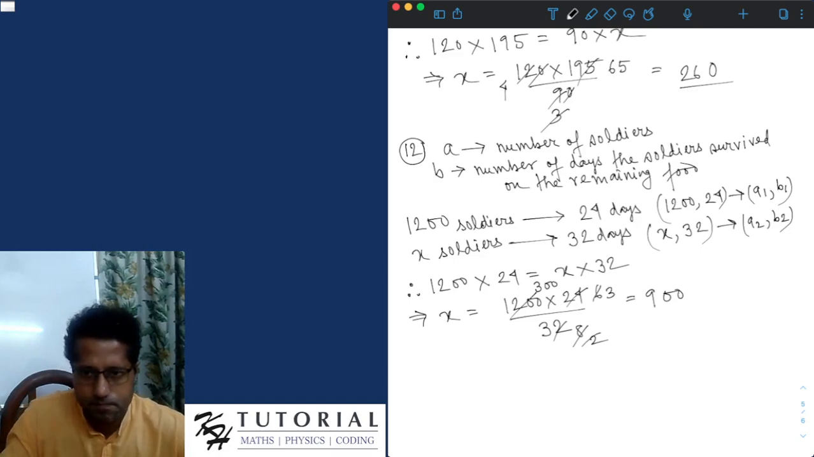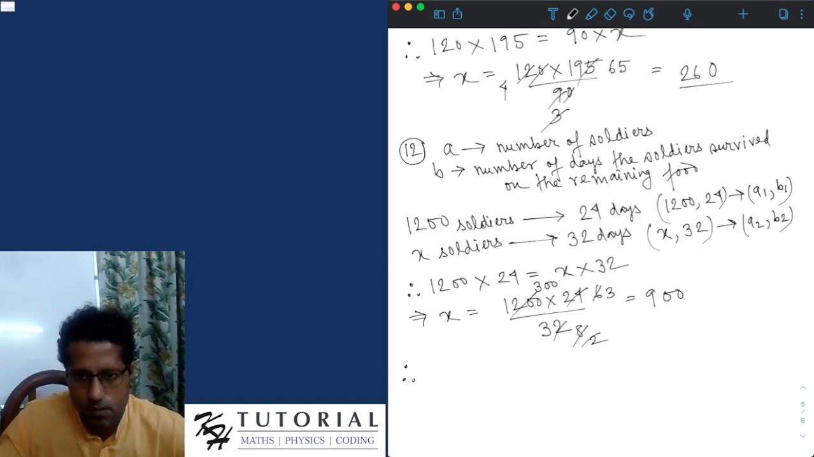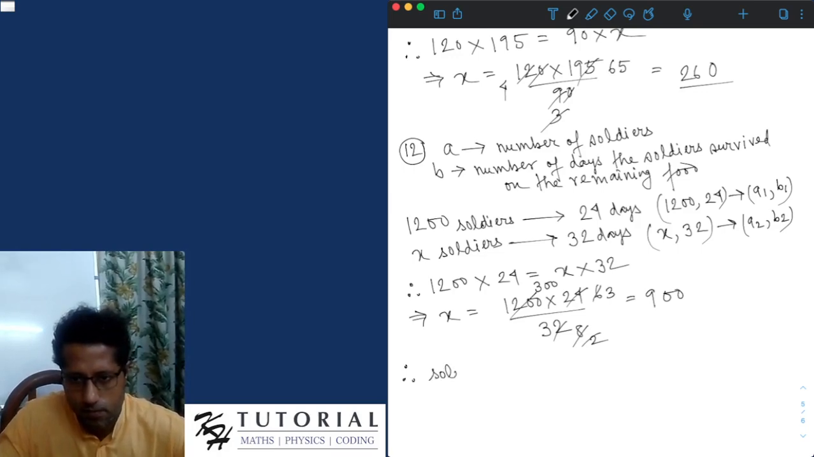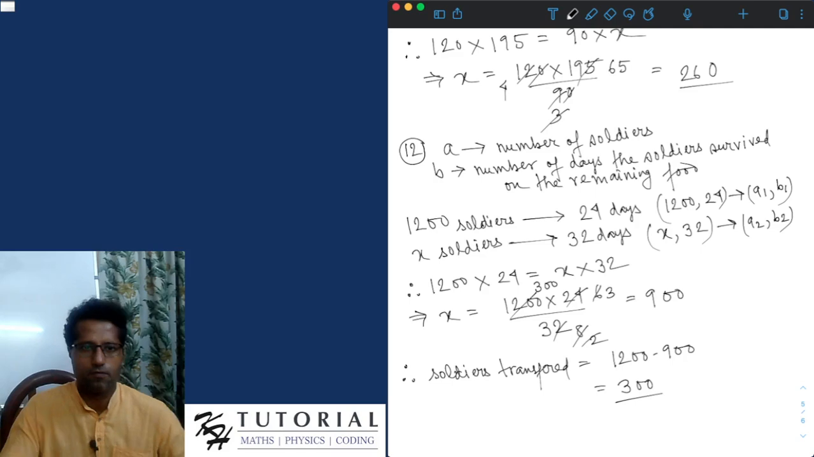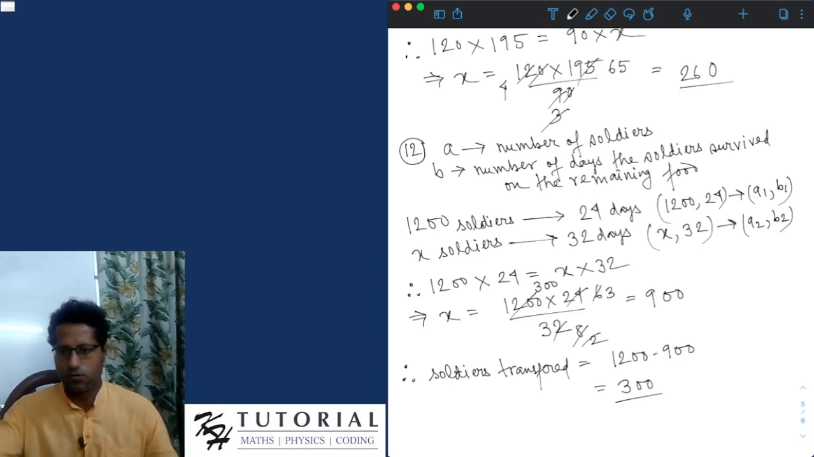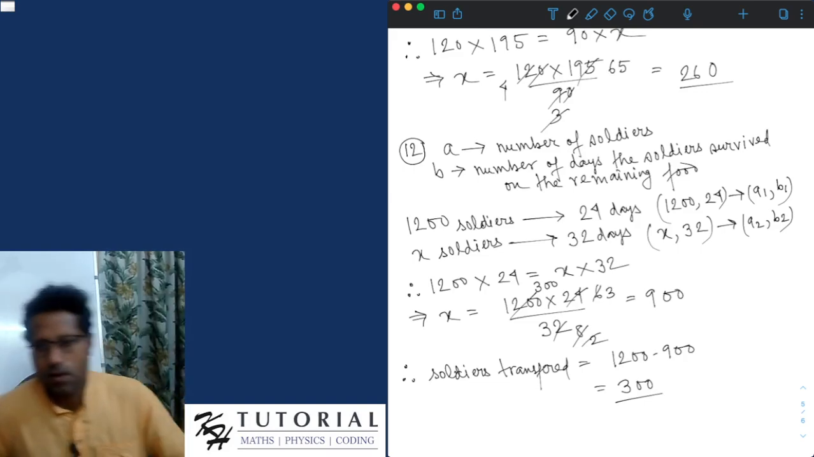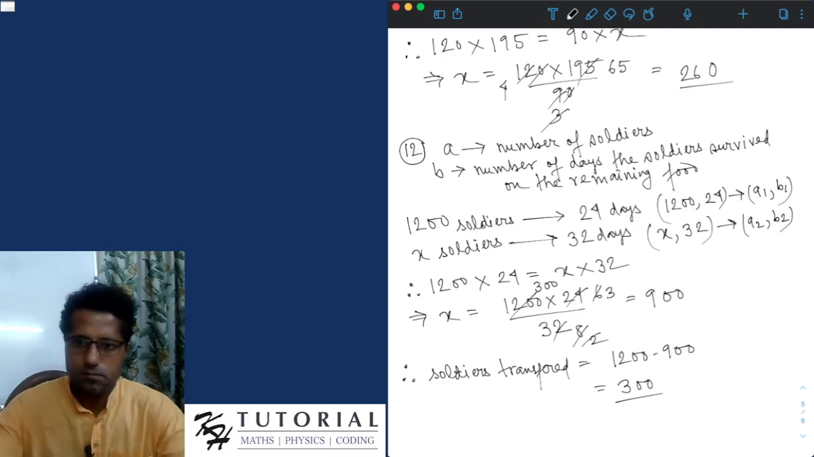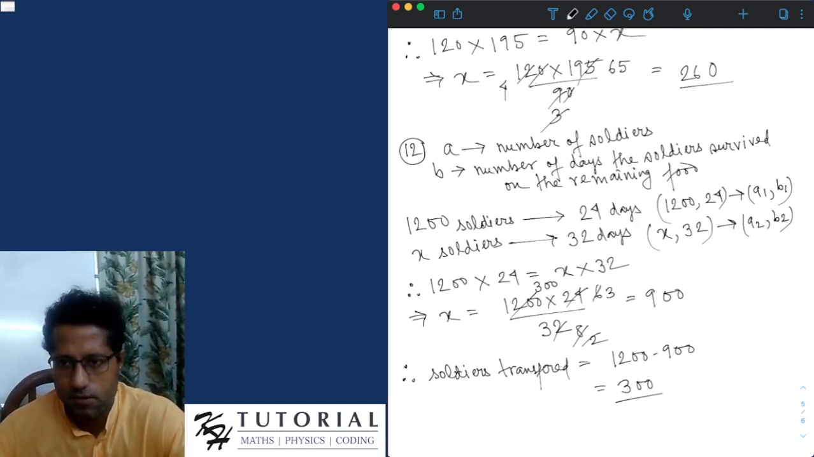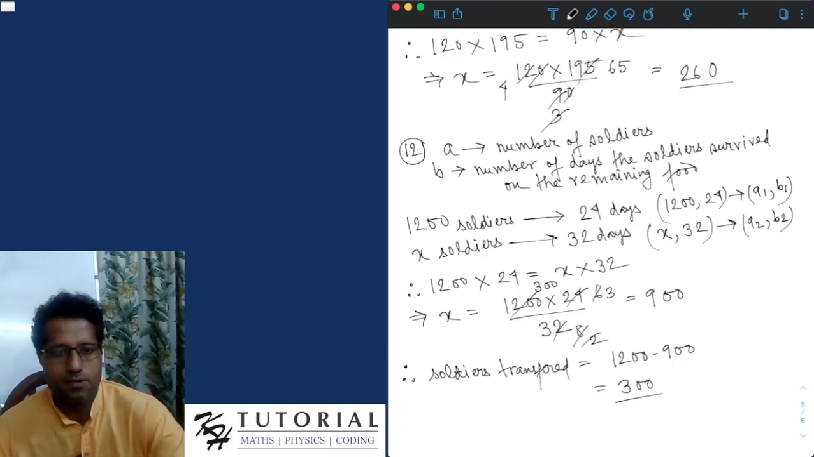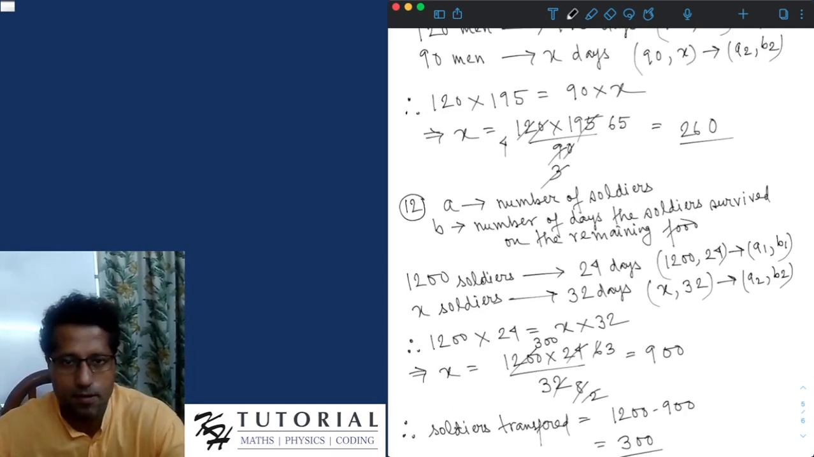So definitely, therefore, the soldiers that were transferred is equal to 1200 minus 900. This is 300. So 300 soldiers were transferred. After 4 days, 300 soldiers were transferred. So the number of soldiers became 900, which was served by the remaining food for the next 32 days. Okay, so this brings to the end of solving the exercise 9b.